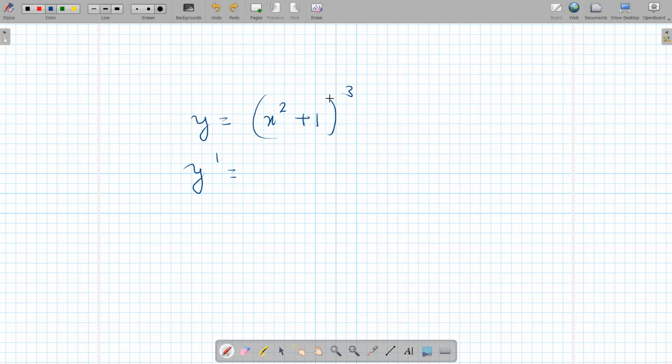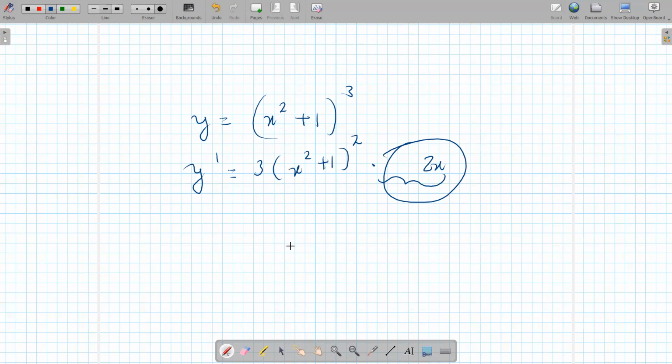So you would bring down the 3, okay? Everything inside is going to stay as it is. And then the 3 is going to take 1 away, it's going to become a 2. And then this is a chain rule component. You need to multiply this by the derivative of the bracket. What would that be here? What's the derivative of the bracket? 2x. Yep. And that's the chain rule component. This 2x is the chain rule component.